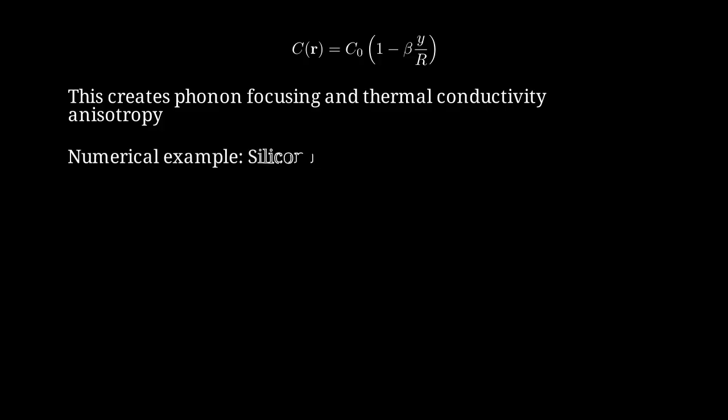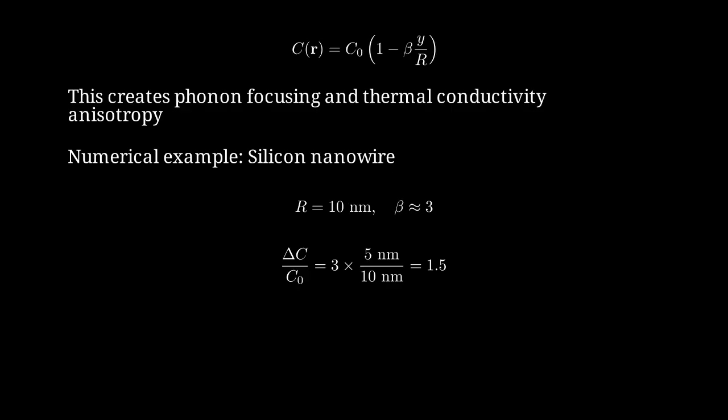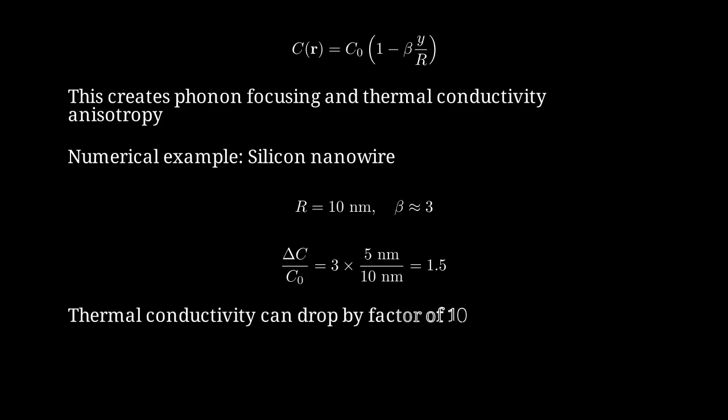Let's consider a silicon nanowire as a concrete example. For a radius of curvature of 10 nanometers and beta approximately 3, the force constant variation from inner to outer surface is 150%. This completely changes phonon transport. Experimental measurements show thermal conductivity can drop by a factor of 10 in highly curved nanowires compared to straight ones.